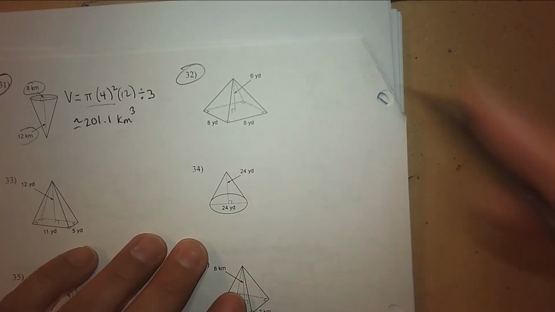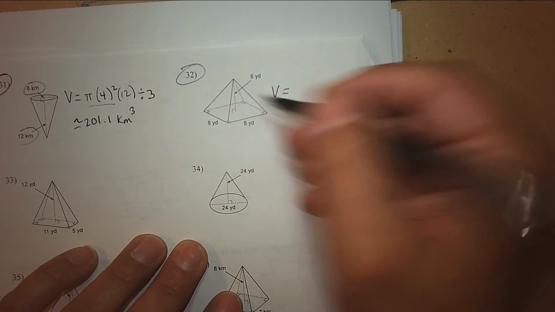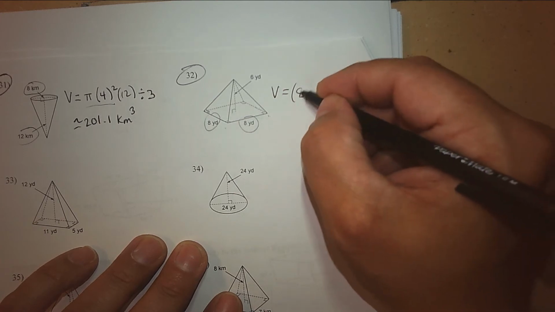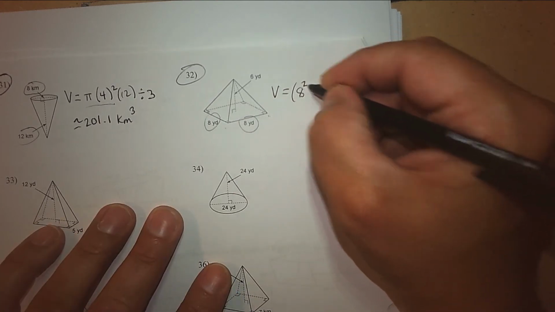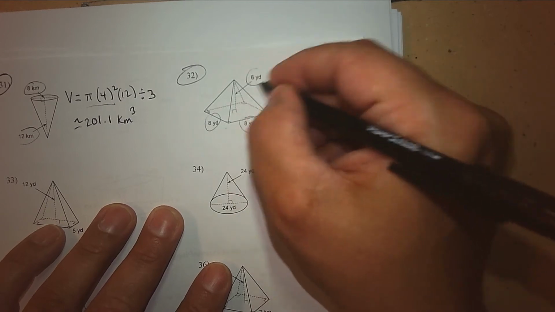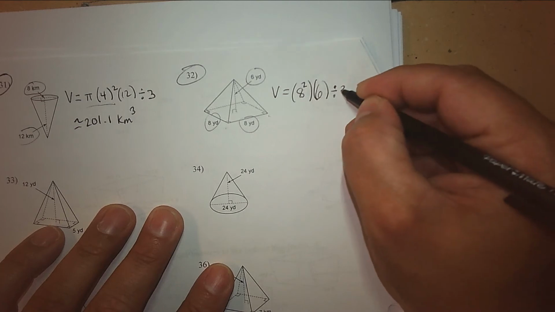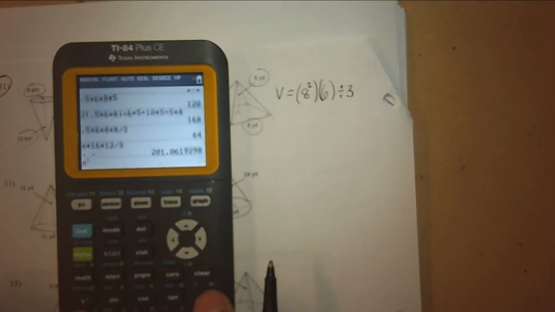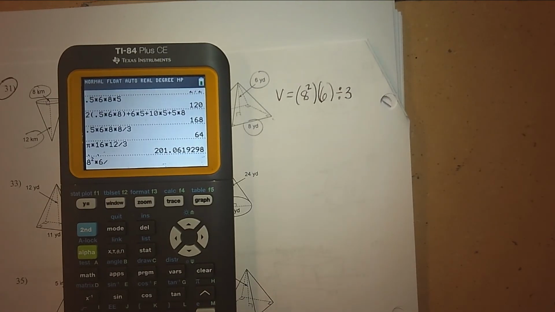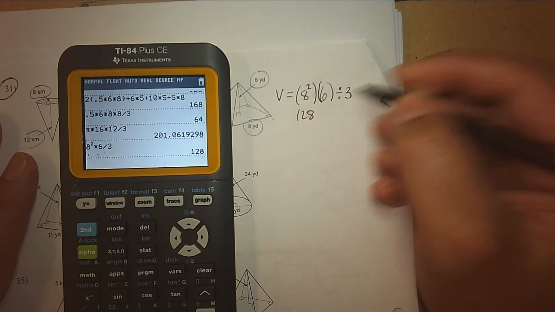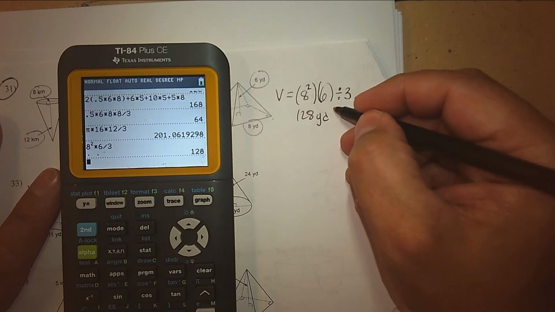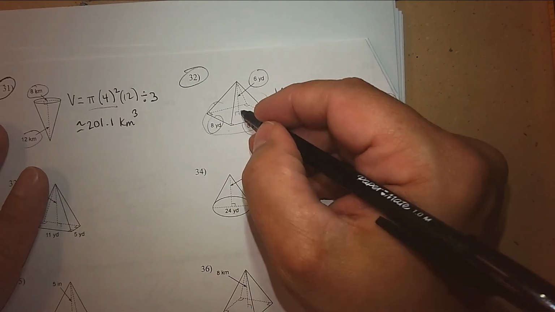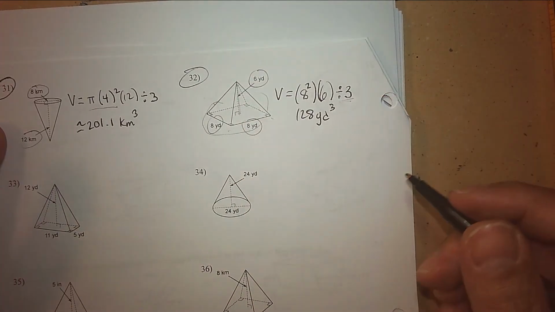How would you find the volume in 32? Do you recognize it's a pyramid? What shape is the bottom of that pyramid? A square. How do you find the area of the base? The area of the square is 8 squared. And what's the height of the pyramid? 6. And then what do you do with the pyramid at the end? Divide it by 3. That's it. So it's 128 yards cubed. The area of the base times the height of the pyramid divided by 3.